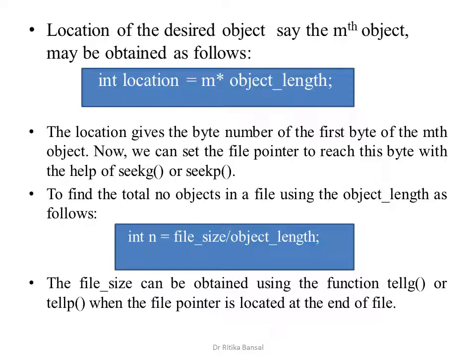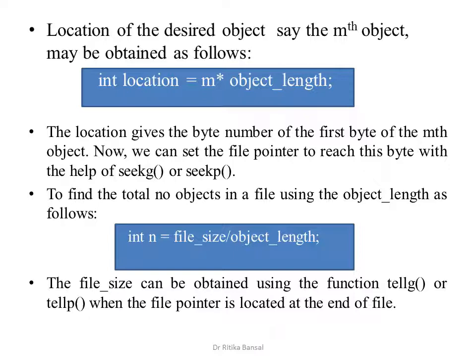Now this third bulleted point is a question given in your assignment file also. How to calculate the total number of objects in a file using the object length? Simply we will use file size divided by object length. We have earlier discussed how to calculate the file size. Just reach the end of the file, through ate or app mode, and then tellg or tellp will tell us the number of bytes in the file. Then divide by the object length. It will tell us the total number of objects in a file. n is equal to file size divided by object length.